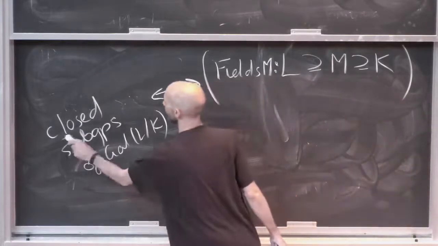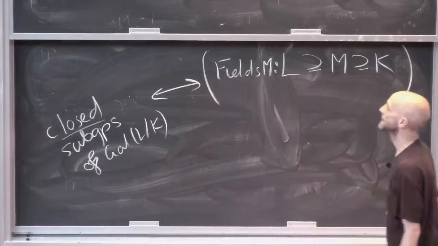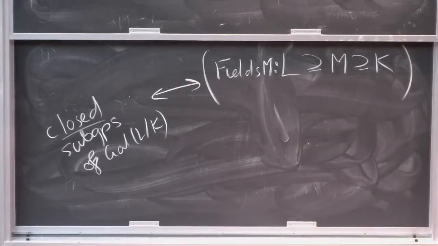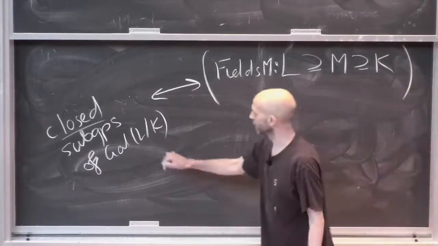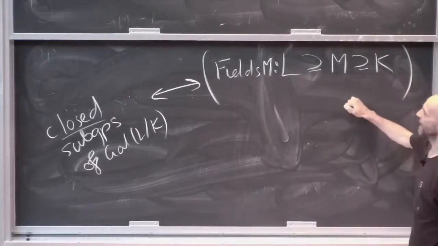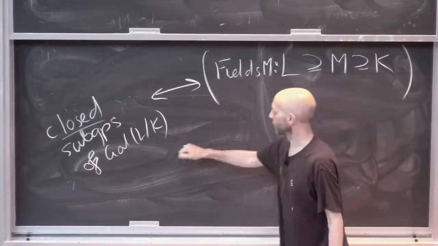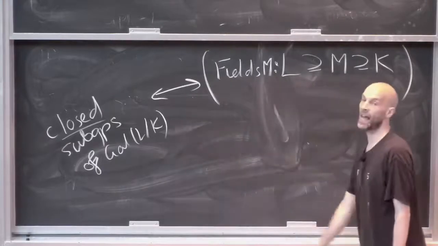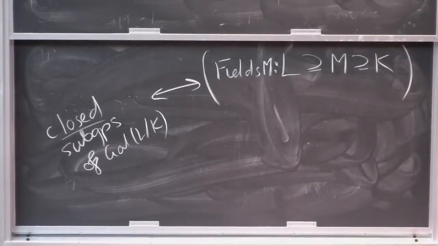And as I say, in the finite case, that word closed wasn't there, but it was there secretly, you see, because all the subgroups were closed, because the topology was discrete in the finite case. And if you start thinking about the infinite case, you realize that closed subgroups do play a role, because somehow, given a field M, you want to consider the automorphisms of L which are the identity on M, and you can convince yourself that this is a closed condition.